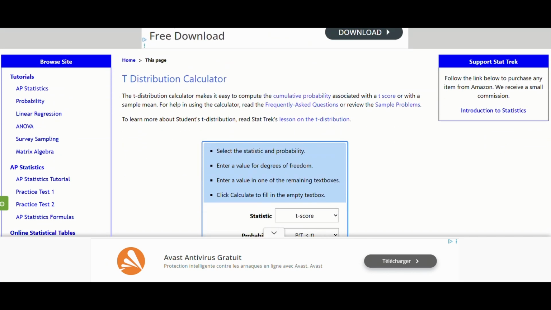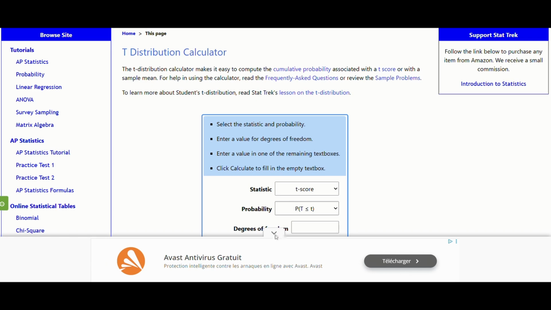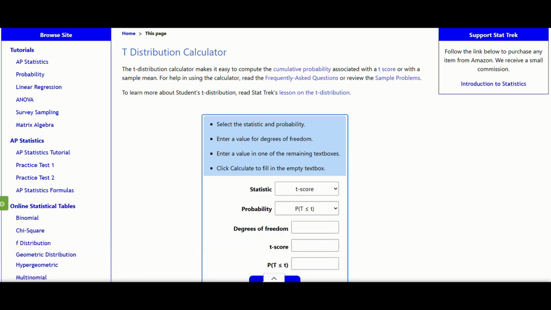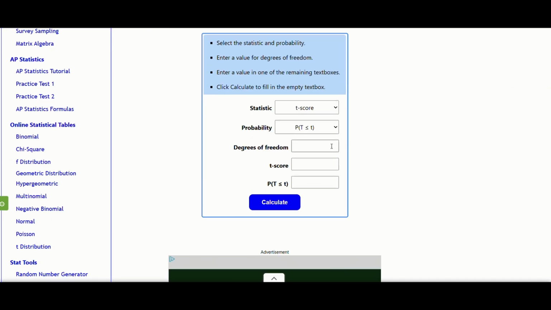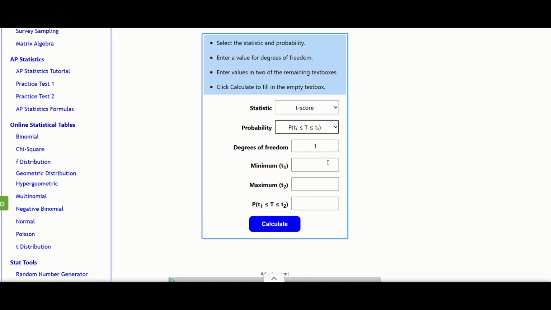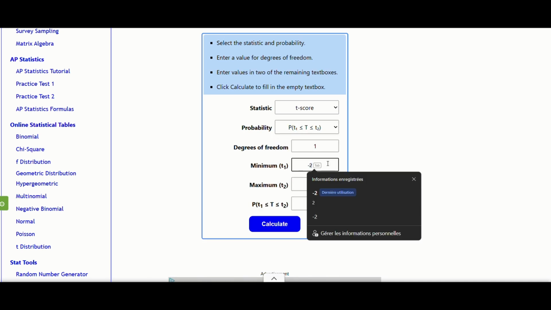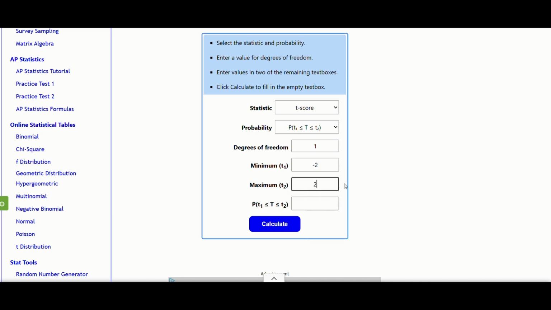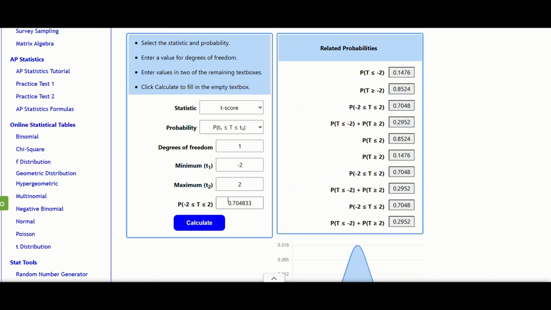So we're going to use the t-distribution calculator. Suppose that our sample size is very small. Suppose that we have a sample with 2 observations. In this case, the degrees of freedom are equal to 1 because it's n minus 1 degrees of freedom, remember. We want to compute the probability or the proportion of data falling between -2 and +2 standard errors from the mean of the sample means. So -2 and +2. We get this percentage.